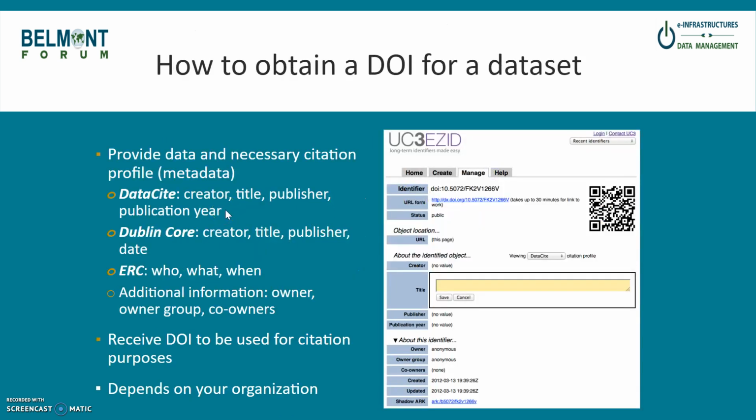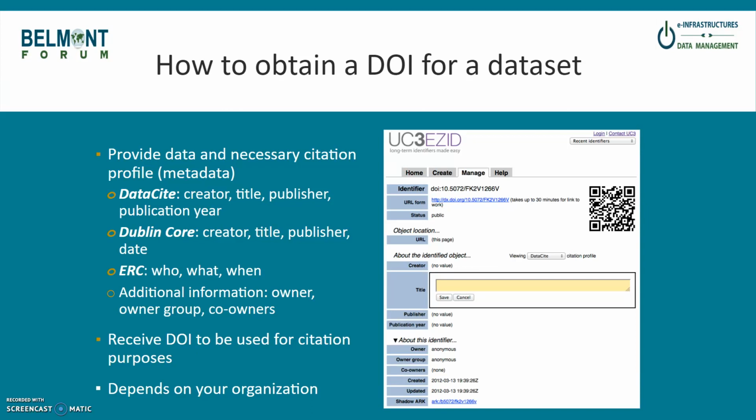How to obtain a DOI for a data set. That all sounds great. How do I get one? Well, many places will provide a DOI. Here's just one example. You provide data and the necessary citation profile. This is the metadata, outlining certain things about the data: its creator, its title, the publisher, the year, other important factors. DataCite will ask for those things. Dublin Core will ask for those same things. An ERC will know who, what, when. Metadata answers all of those types of questions. Additional information, the owner, owner group, co-owners, and then you will receive a DOI to be used for citation purposes.